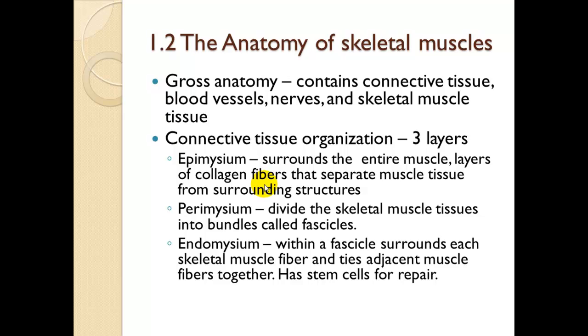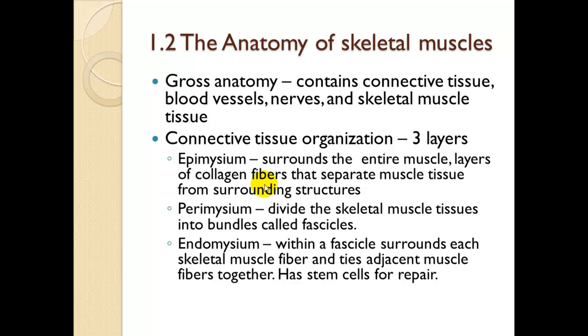The anatomy of the skeletal muscles. We have some gross anatomy here, which contains connective tissue, blood vessels, nerves, and skeletal muscle tissue. Connective tissue organization, there are three layers. Epimysium, which surrounds the entire muscle, layers of collagen fibers that separate muscle tissue from surrounding structures. And then there's the perimysium, which divides the skeletal muscle tissues into bundles called fascicles.